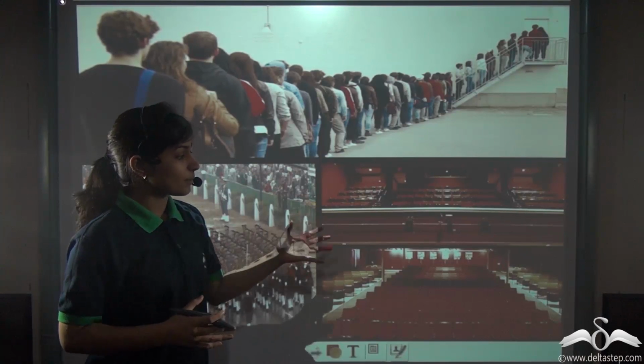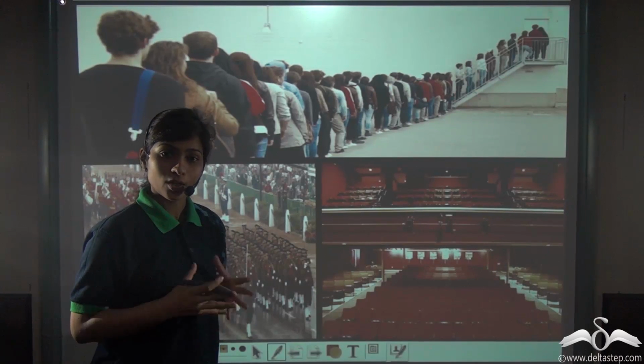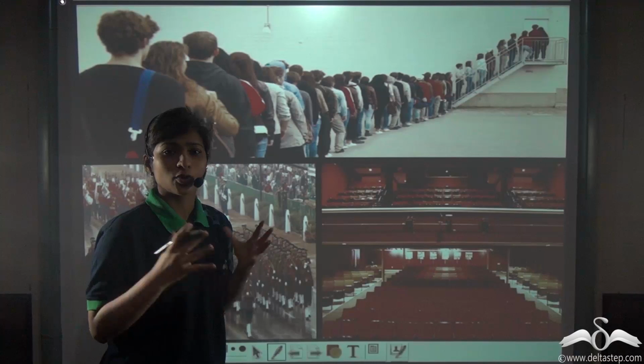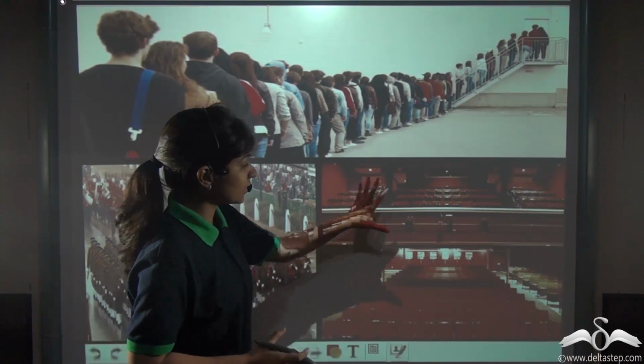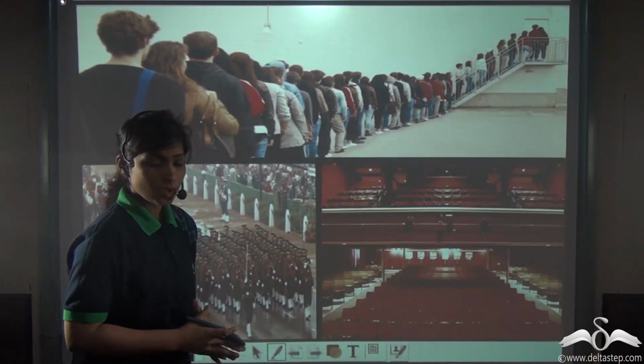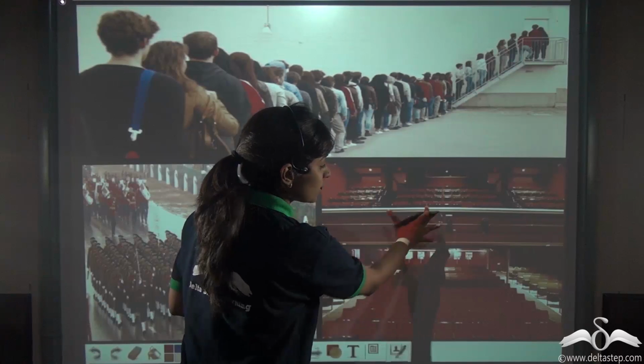Not only that, suppose you go and watch a movie, or in a theater you watch a show. What happens? You sit in arrangements like this. These arrangements have rows and columns.